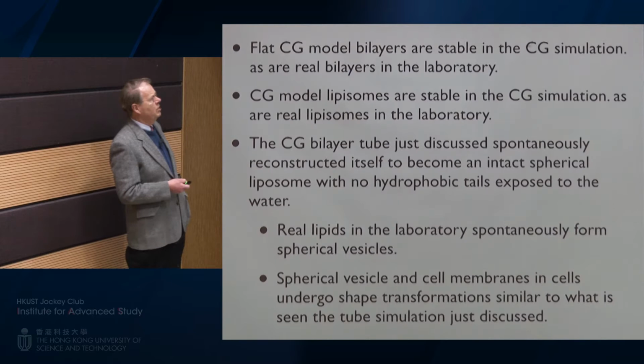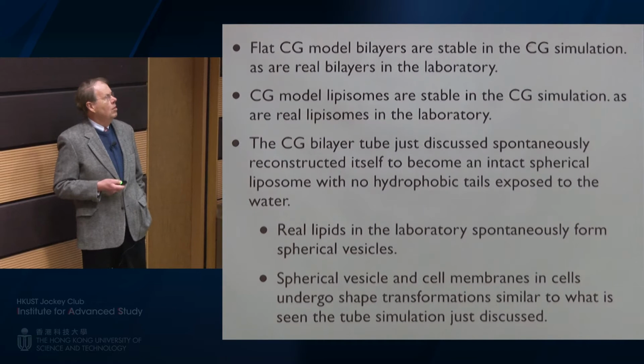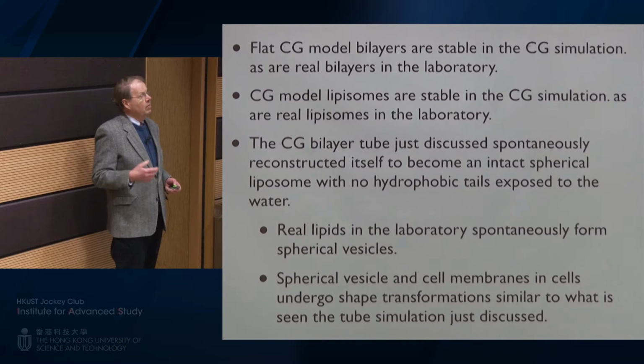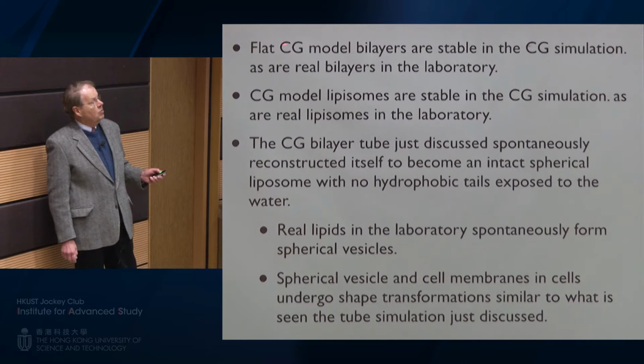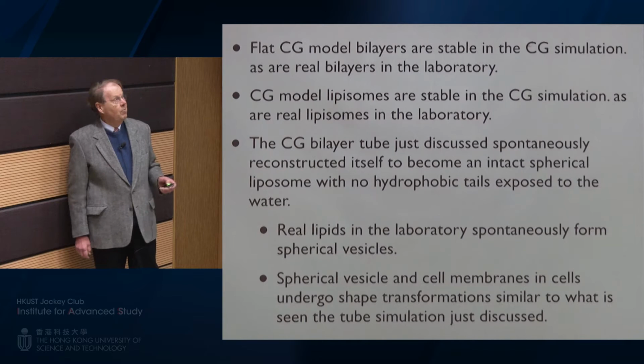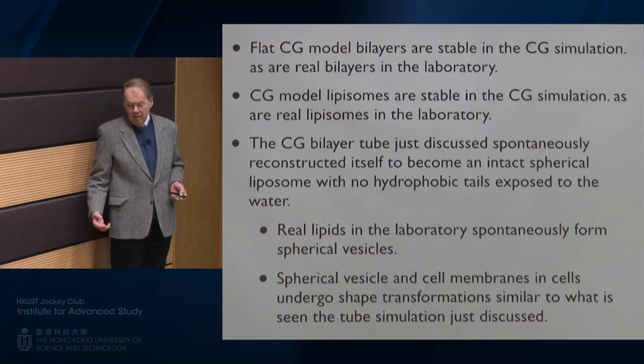Okay, to summarize some of these results, the whole reason why we're doing this is we want a model for bilayers that describes what goes on in the laboratory. So we need to focus on that as well. And the reason why we're interested in it is that these lipid bilayers are very much like biological membranes. So among the things we found is that flat coarse-grained model bilayers are stable in the coarse-grained simulation. But they're also stable in the laboratory. That's good. That means that the simulation method is giving answers that are likely to be in agreement with experiment.